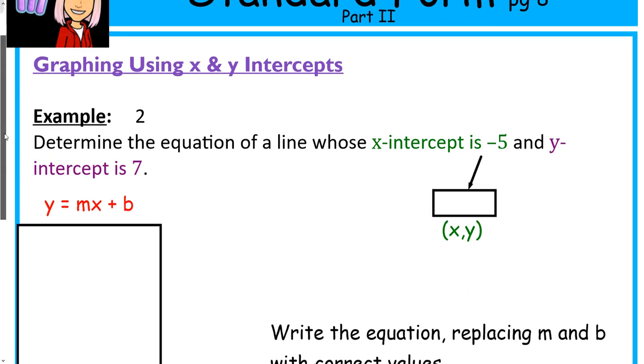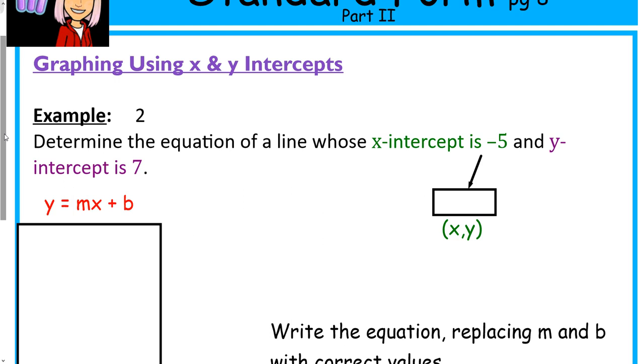All right, so this one doesn't have a graph, but I'm going to ask you to write an equation. And we're going to write that equation in y equals mx plus b form. All right, so what information is given to us? We have x-intercept is negative 5. From that, you can create an actual point. The actual point would be negative 5 comma 0. So that gives us an x and a y for the equation. And the second piece of information is y-intercept is 7. And we know that that would be the b.